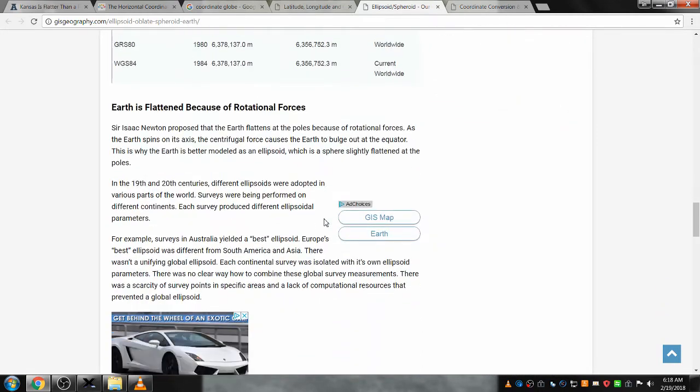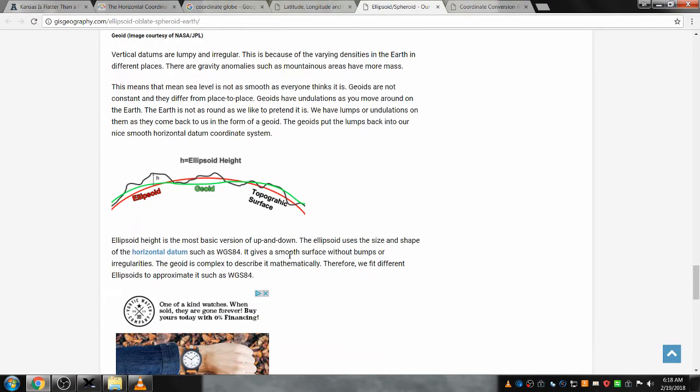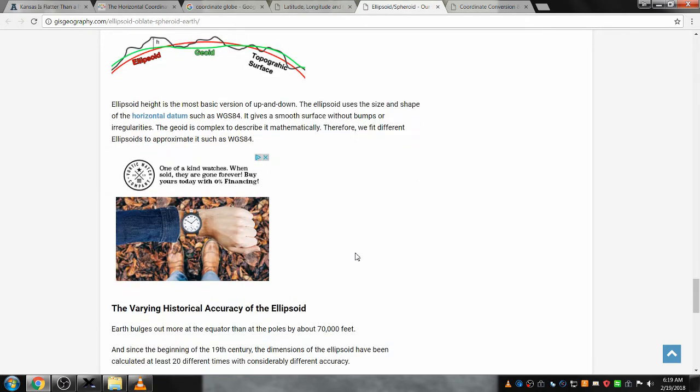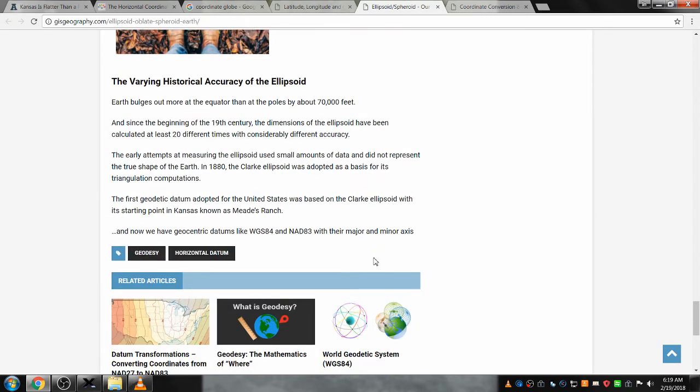I'm reading down here because I've had some words with Wolfie and he's bragging about his WGS84 flight globe that he uses. And the varying historical accuracy of the ellipsoid. And I keep reading this on down, and I come down here to the bottom, and it says, and now we have geocentric datums like WGS84 and NAD83 with their major and minor axes.